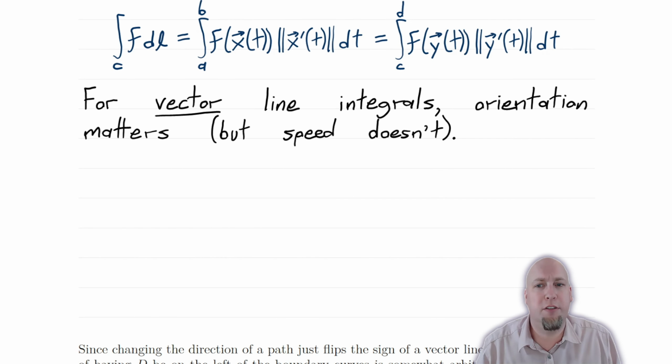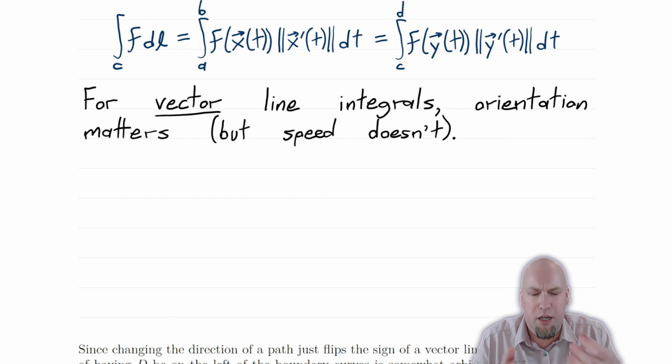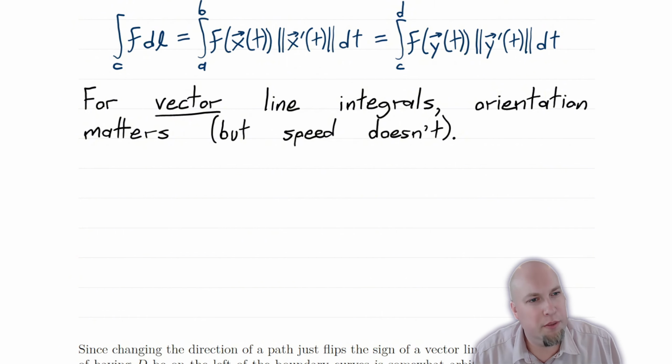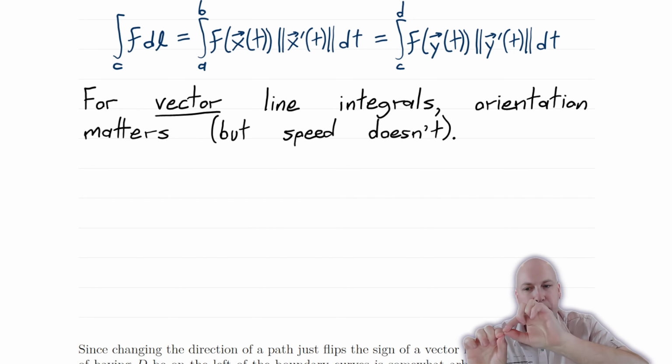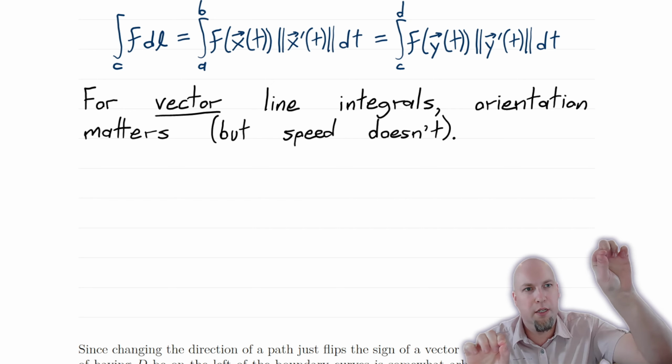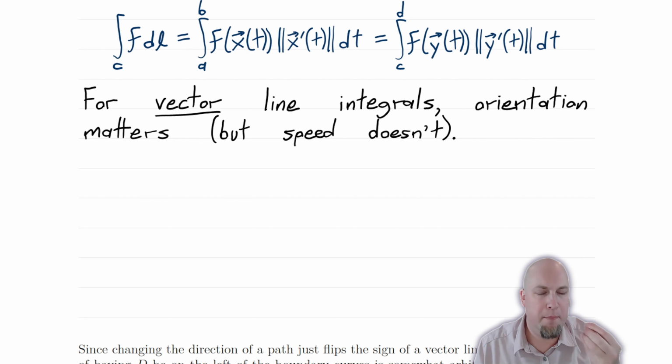For vector line integrals, the vector line integral that you get almost doesn't depend on the parameterization, except it kind of does. There's one detail that matters, and that's what we call the orientation of the parameterization. It's which way the particle is going, okay? If you've got two endpoints of your curve, is the particle going from this one to this one, or from this one to this one as time increases? And that aspect of the parameterization matters.